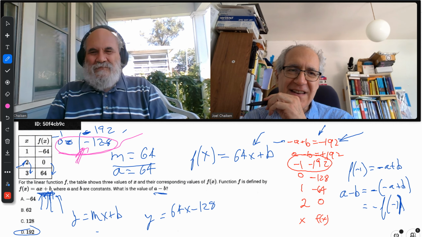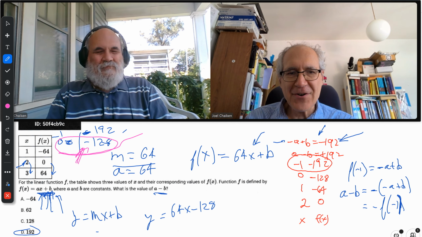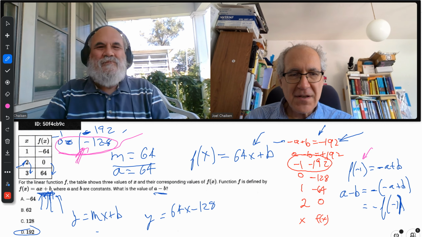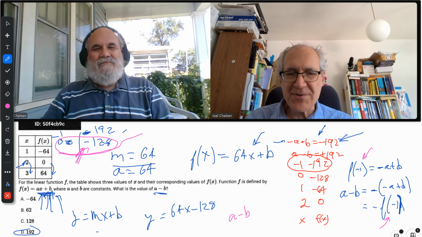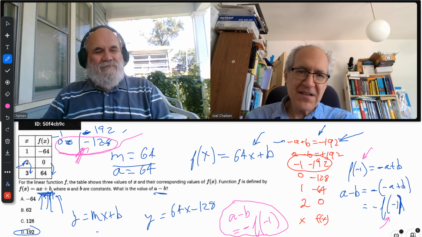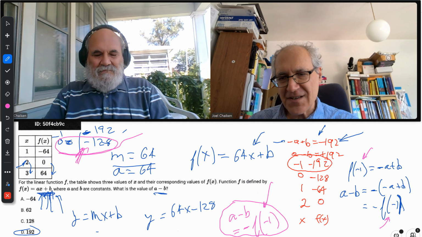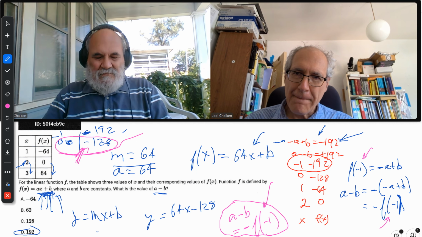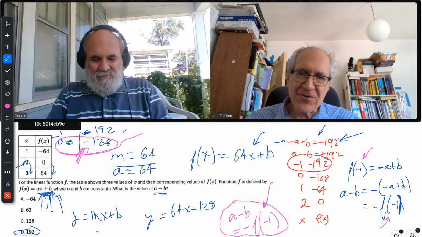The question is, is it faster? Well, it depends on the person. If someone sees the pattern here, that the formula for this particular problem is a minus b is negative f of -1, they may get the answer faster. The question is, does it take more time to figure this out than just to do the problem traditionally? I guess it depends on the person. The person with the super high IQ who's really good at seeing patterns would see that.